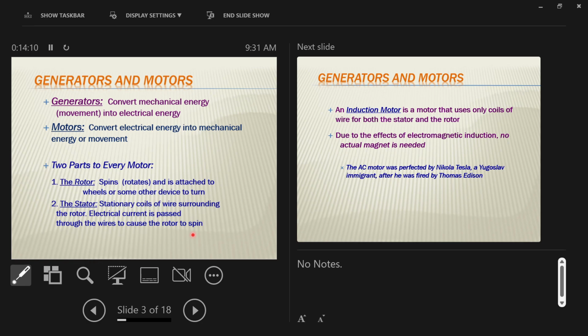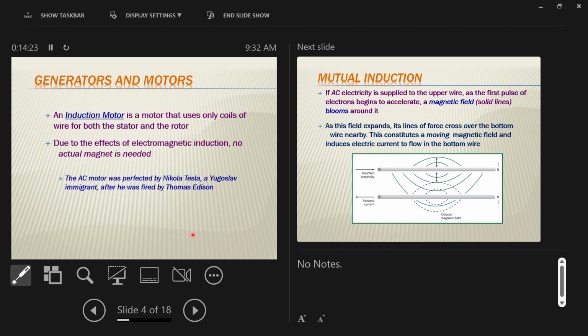Here's the neat thing. Because of these laws of induction, current being induced in nearby wires, you actually don't need a magnet. Okay? So the next thing to learn is, in induction motors, there is no magnet. Both the stator wrapped around the rotor and the rotor itself consist of just coils of wire. Induction motors are motors that use only coils of wire for both the stator and the rotor. The principle that's being exploited here is called electromagnetic induction.